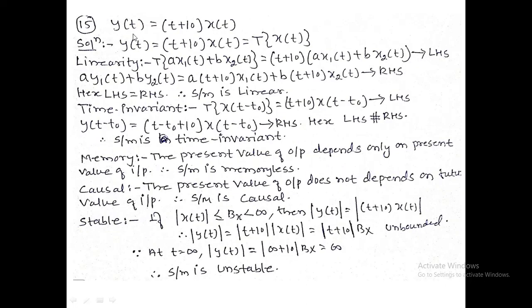15th problem. Y of t equals t plus 10 multiplied with x of t. Bring into the standard form. The system operating on the input signal is equal to the input signal multiplied with t plus 10. Linearity. T of a into x1 of t plus b into x2 of t equals t plus 10 multiplied with the input. In case of linearity, the input is a into x1 of t plus b into x2 of t, the LHS. RHS, a into y1 of t plus b into y2 of t.